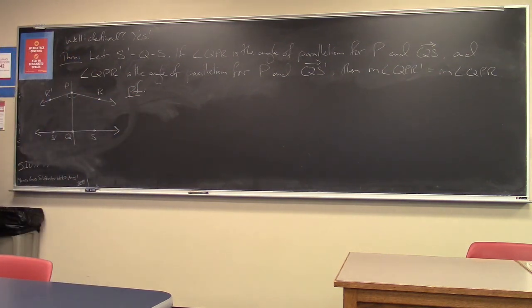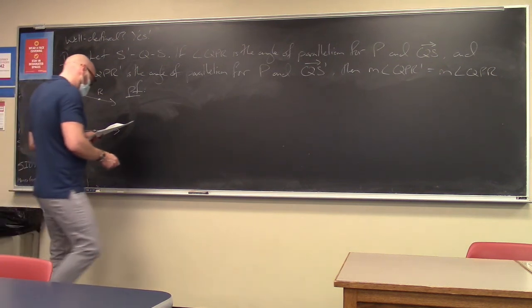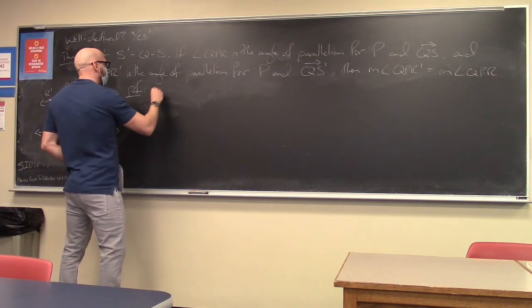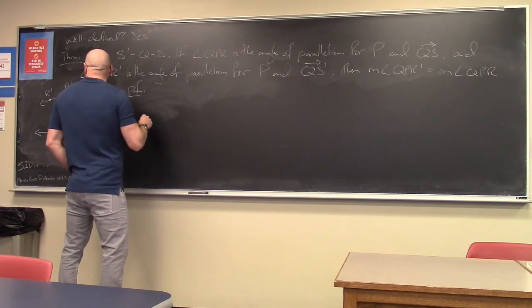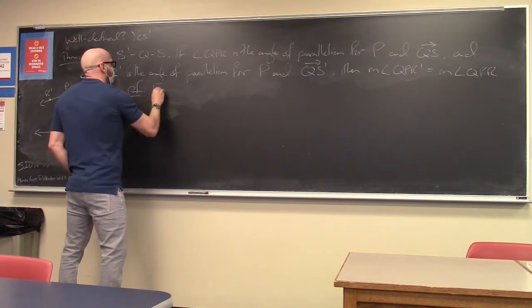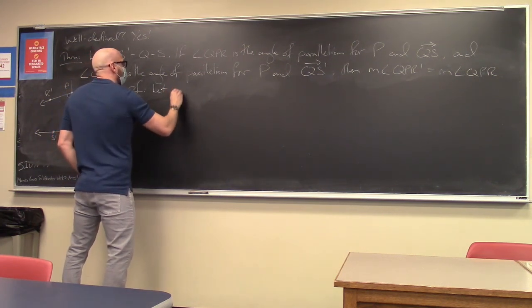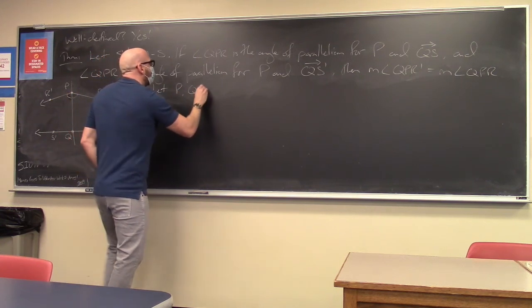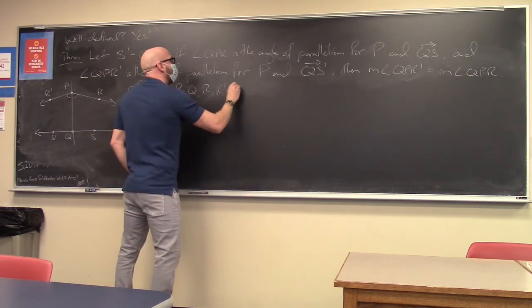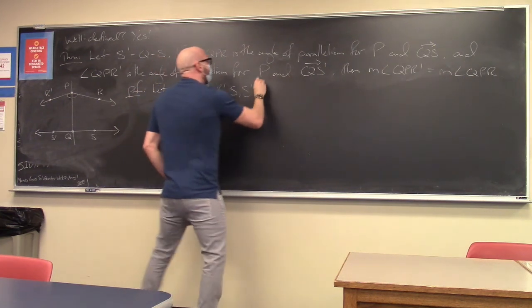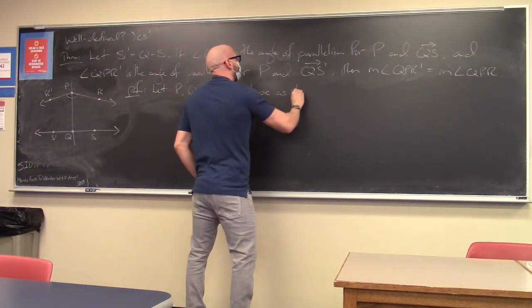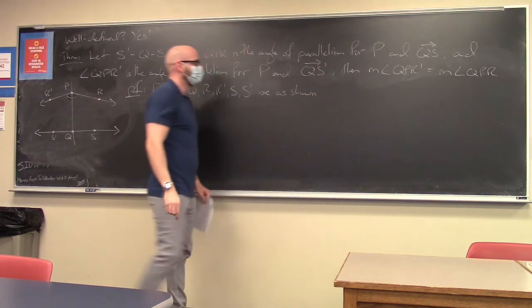And we'll proceed indirectly, by contradiction. Suppose they're not the same. Okay, so let P, Q, R, R prime, S, S prime be as shown. So we'll just refer to that picture.